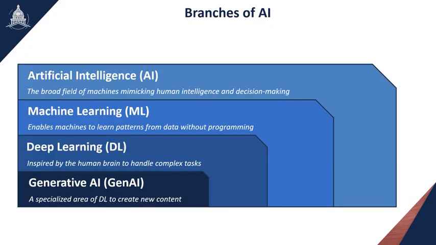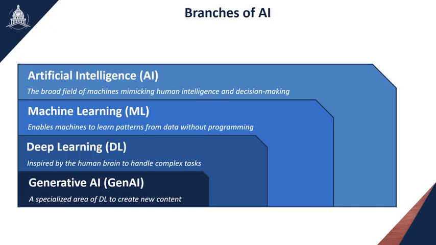Now, let's break down the relationship between AI, machine learning, deep learning, and generative AI. You've probably heard these terms used interchangeably, but they're not the same thing. Artificial intelligence is the umbrella. It's the entire field dedicated to making machines smart, capable of performing tasks like understanding speech, playing chess, or even driving a car. Machine learning, on the other hand, is a subset of AI. It's where machines learn from data to improve their performance without being explicitly programmed. Deep learning is a more advanced part of machine learning. It uses structures called neural networks, which we will see later on, which are inspired by the human brain, to handle even more complex problems.